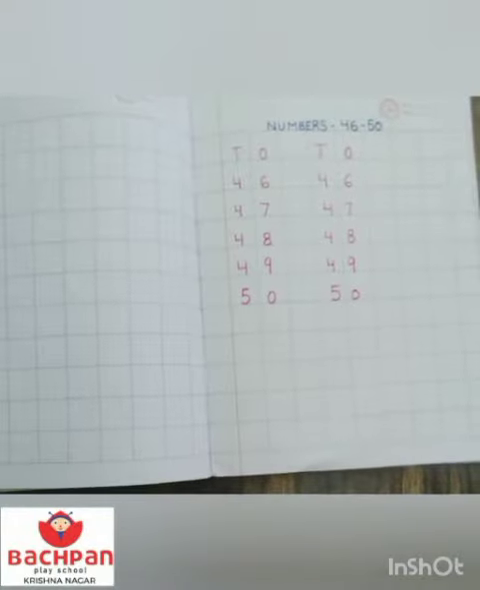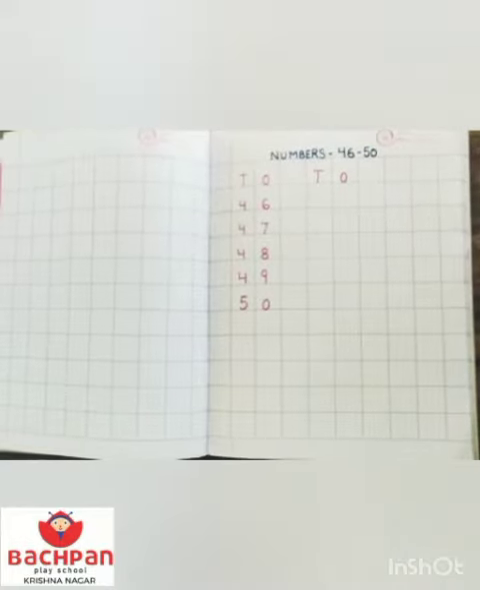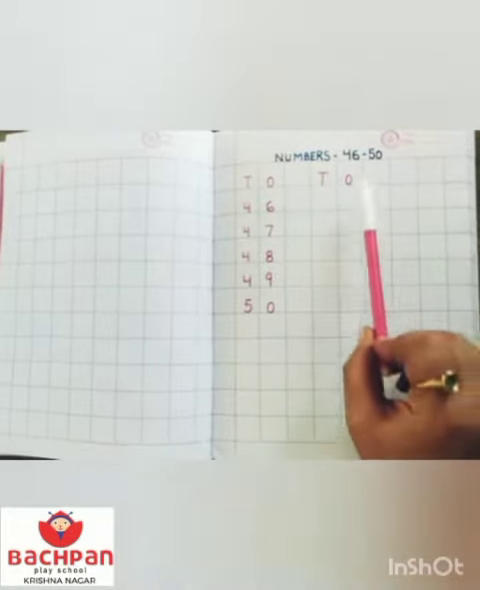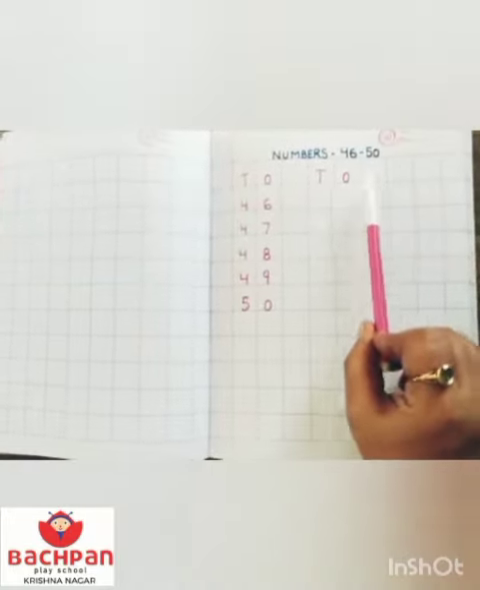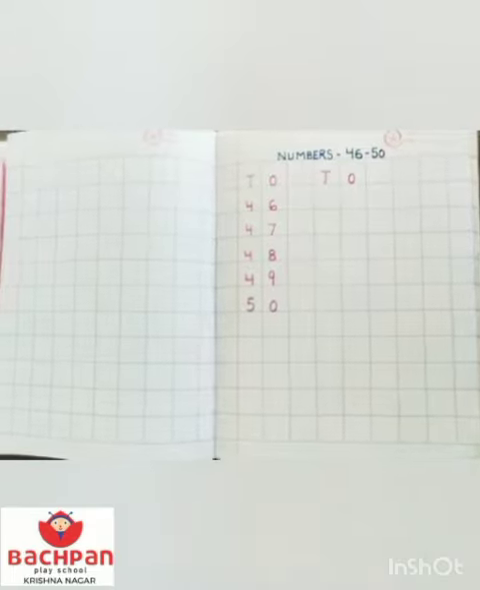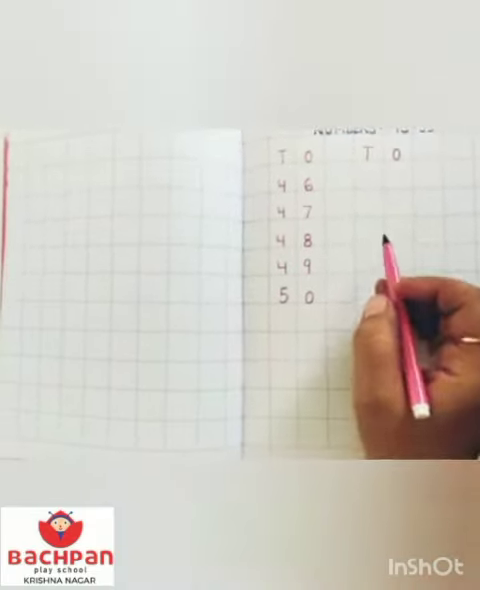Hello, kids. Today, ma'am will take your math class and ma'am will teach you numbers 46 to 50. Now, speak along with ma'am and write along with ma'am.